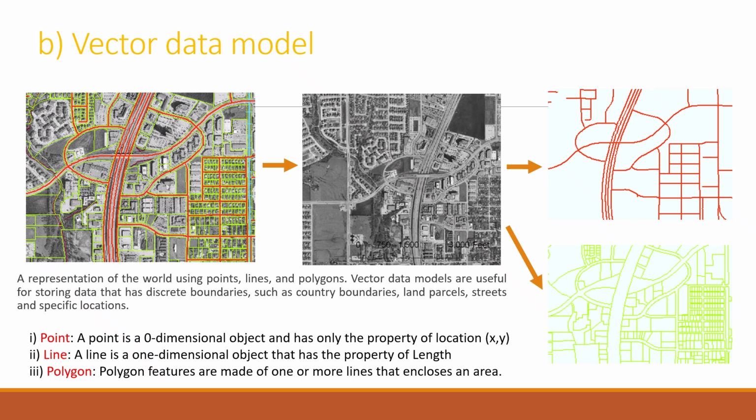Point represents a single location, such as a well, school, or bus stop. Line represents linear features like roads, rivers, or pipelines. Polygon represents areas with defined boundaries, such as land parcels, lakes, or administrative boundaries. Vector data is best suited for discrete features, meaning features that have clear and well-defined boundaries.